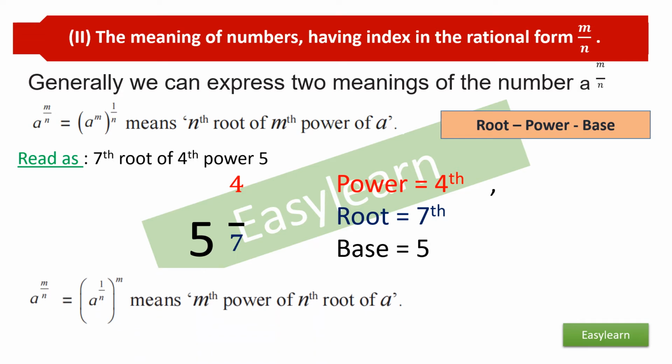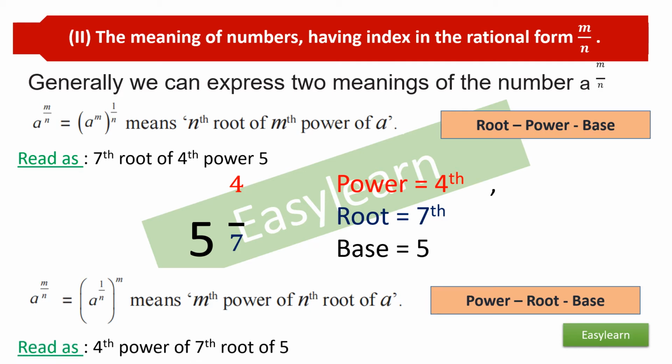The second is a raised to m upon n is equal to a raised to 1 upon n, the whole raised to m. In this case, we write the power term first, that is the mth power of the nth root of a. So it becomes the power term first, then the root term, then the base. We can read the previous example as the 4th power of the 7th root of 5.